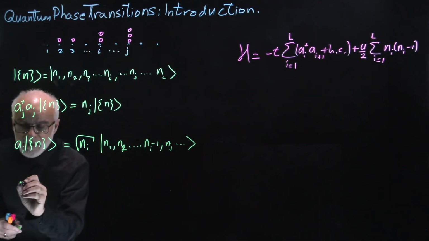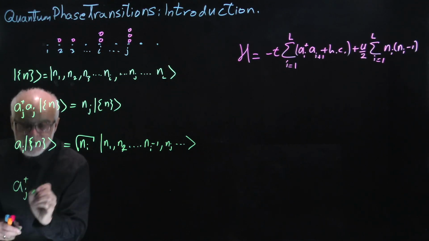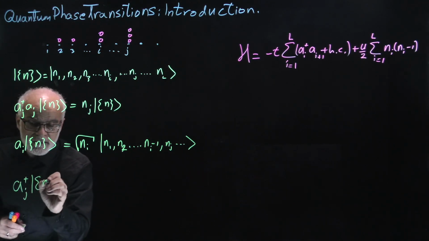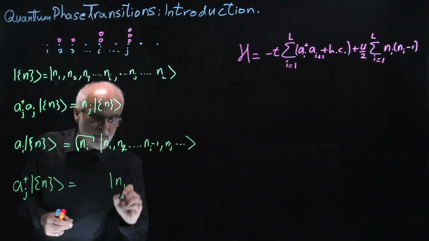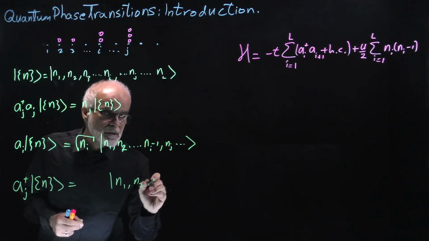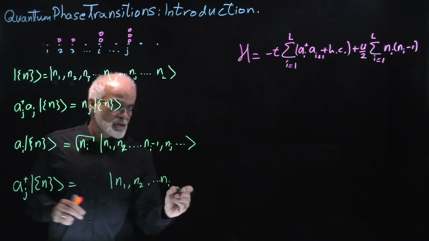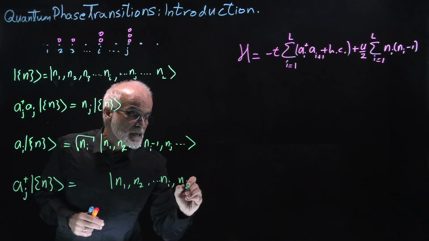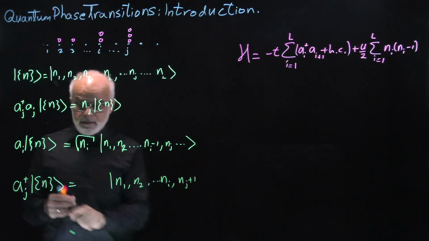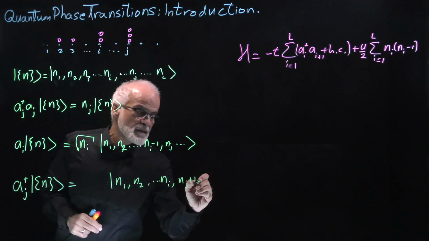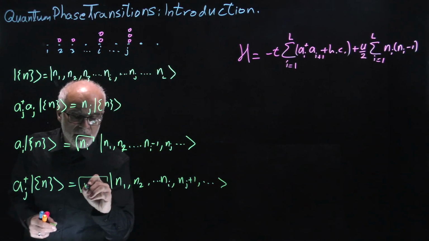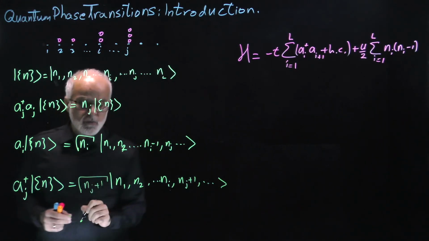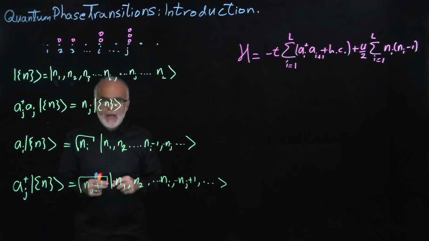If I apply a_j dagger, let's say, on the state, I'm going to get n_1, n_2, n_i is not touched now, n_j is now n_j plus 1 because I created a particle on site j, etc. And again, there's a normalization here, square root of n_j plus 1. So this is the representation that we will be using.